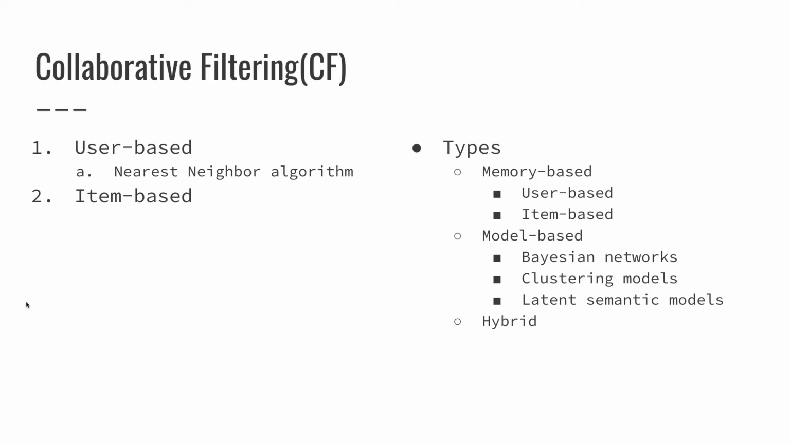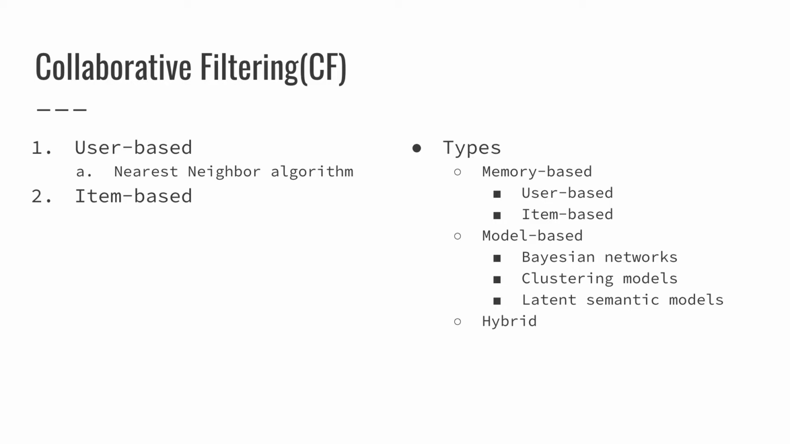For CF, the basic logic is that there's one type called user based. It looks for users who share the same pattern with the active user. And another one is called item based. It builds an item matrix relationship, and it infers the taste of the current user by examining the matrix and matching that user's data.